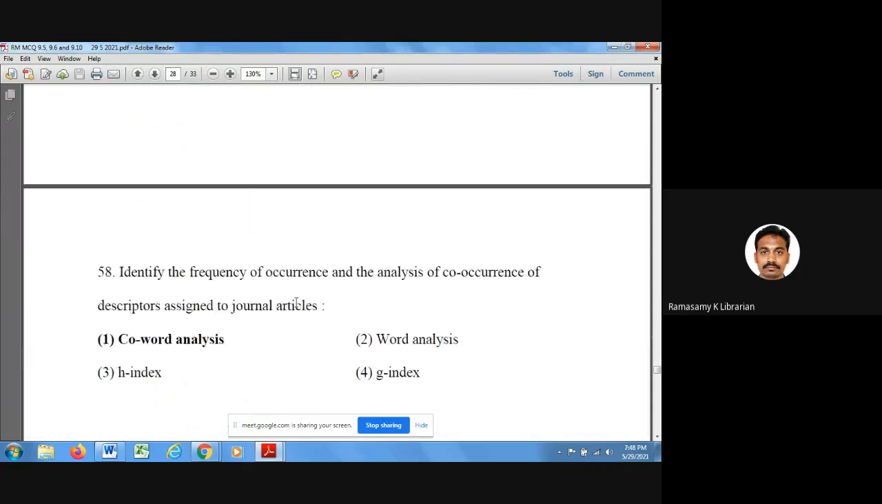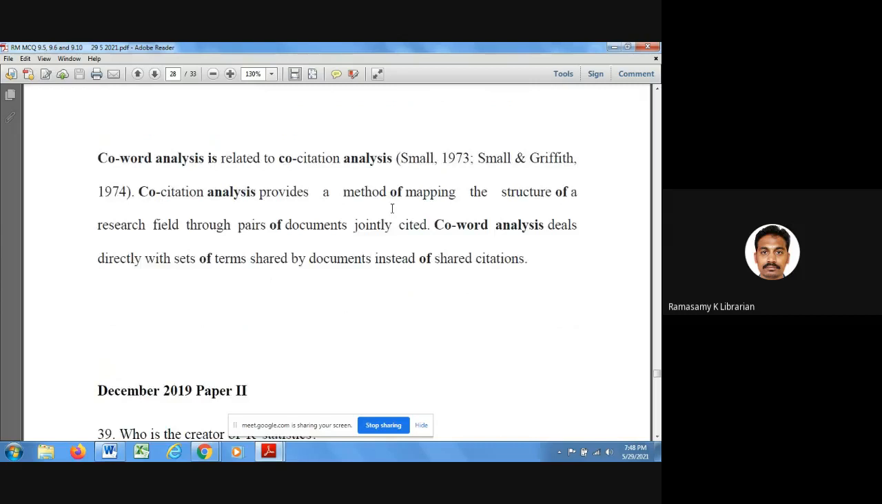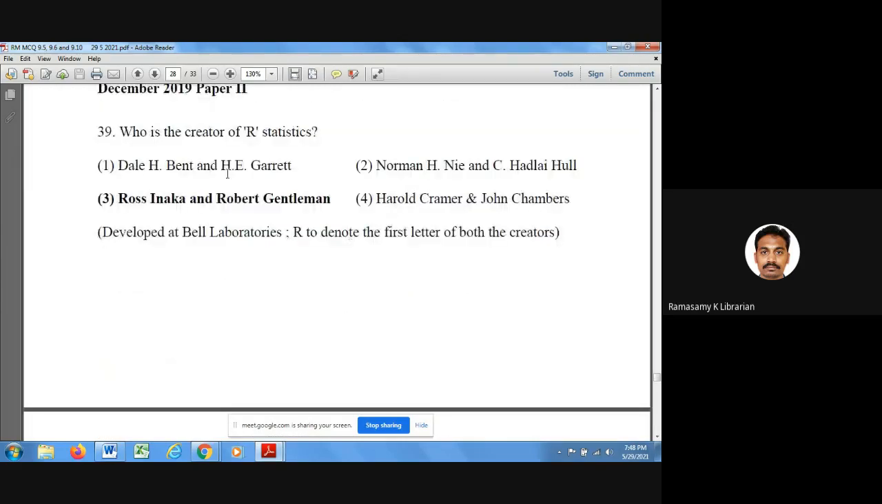Fine. Then identify the frequency of occurrence and the analysis of co-occurrence of descriptors. See, descriptors are nothing but keywords that you assign to documents. I think we studied. So if you analyze the occurrence and co-occurrence of keywords, that is called co-word analysis. Okay, please understand. Co-word analysis. Who created R statistics? Ross Ihaka and Robert Gentleman from Bell Laboratories.